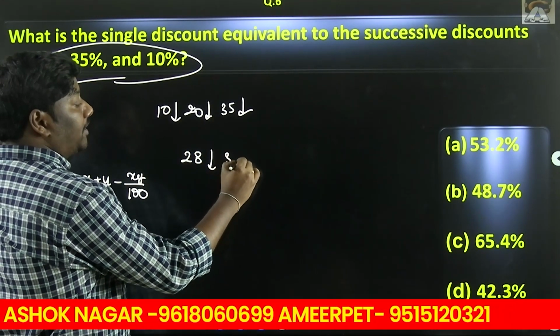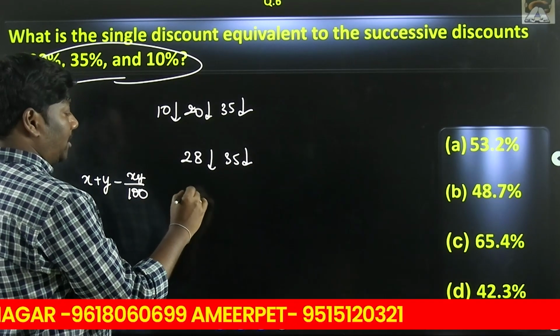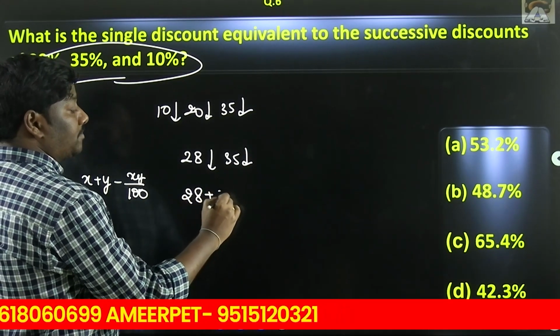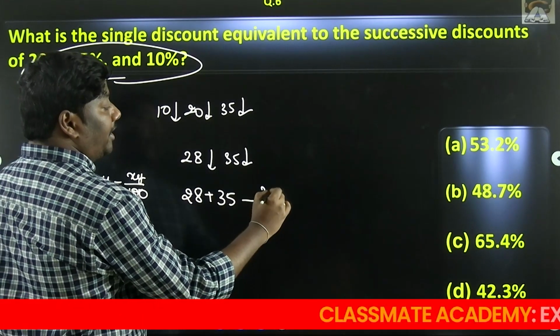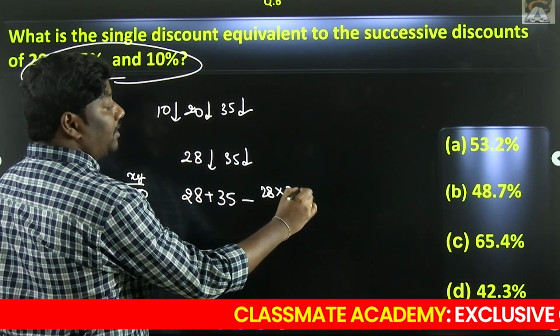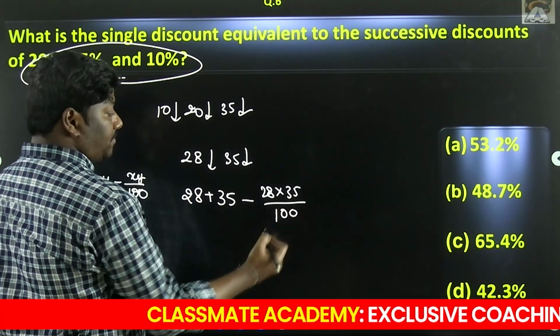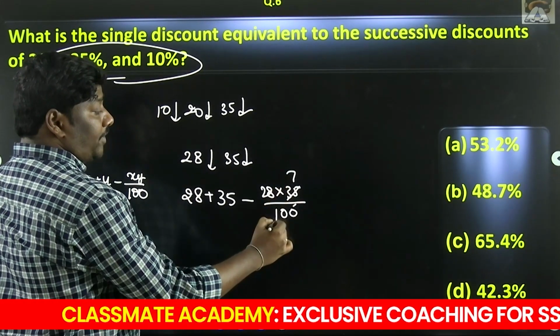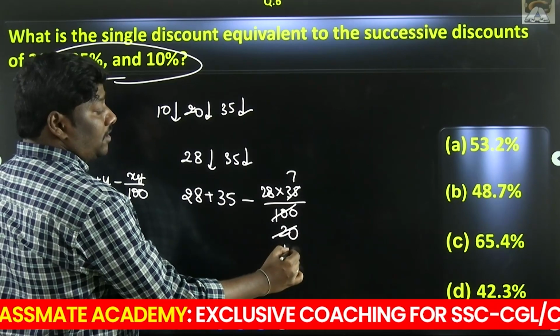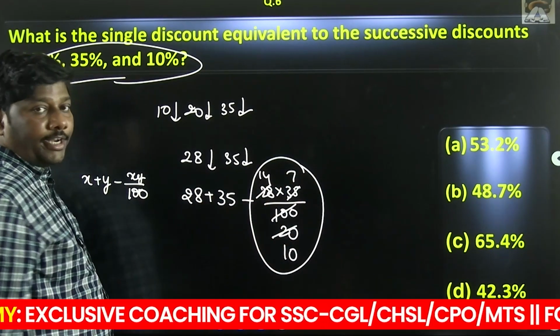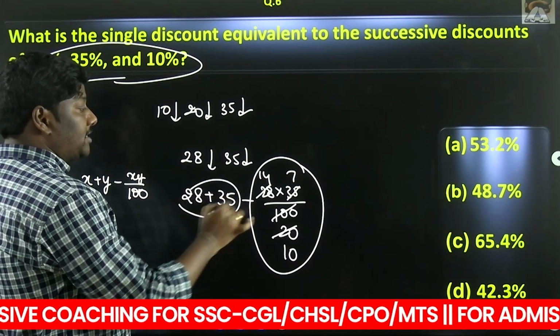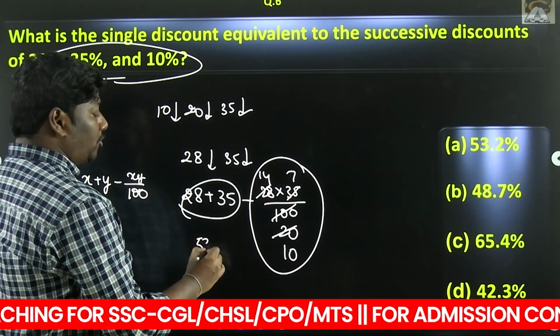28 followed by 35. I am using the same formula. 28, 35, that is 63, minus 28 into 35 divided by 100. 5 sevens are, 5 20s are, 2 10s are, 2 14s are, 98 by 10 is 9.8. 63 minus 9.8 is 53.2%.